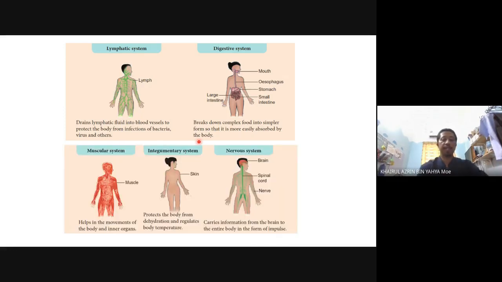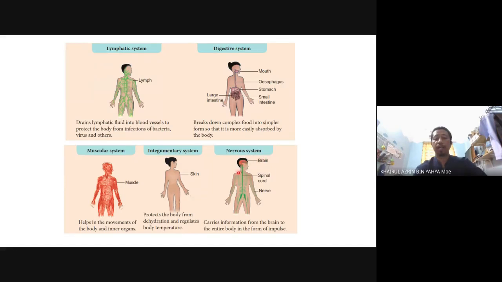Next, we have three other system. Okay, this one is muscular system. Muscle, otot, otot helps in the movements of the body and inner organs. We have integumentary system. Here shows skin, kulit. Protects the body from dehydration. Dehydration kurang air, kering. And regulates body temperature, mengawal suhu badan. Okay. And then we have nervous system, nervous system saraf.